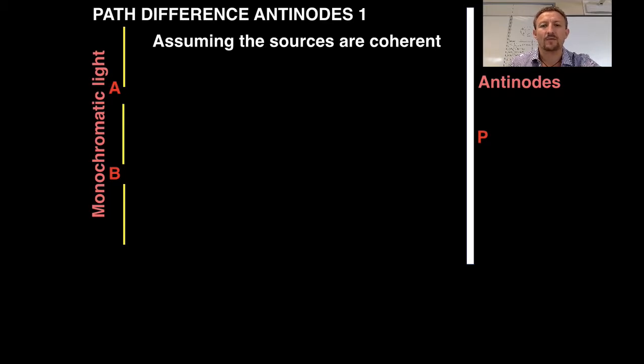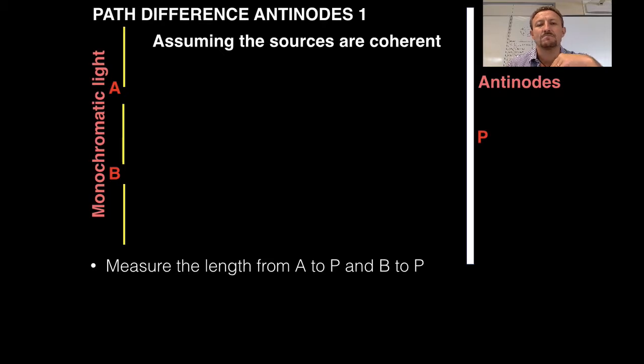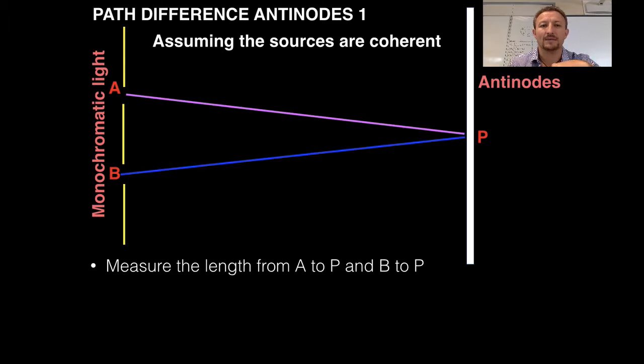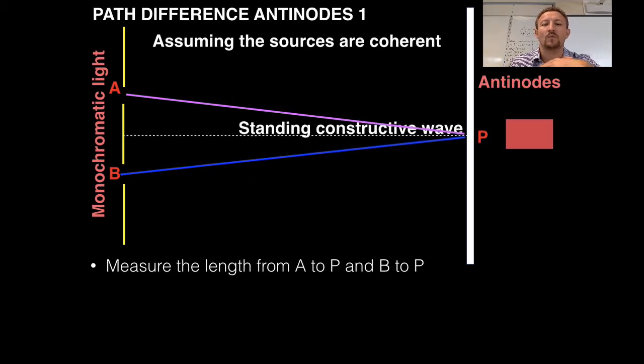So we all know that if we take a two-point source, we're going to get a standing wave of antinodal point, which is going to sit right in the middle between the two point sources. So what we need to do is to measure the distance from point A, or source A, to point P, and then we have to measure the distance from point B to point P. So there's my two lines, A to P and B to P. So we measure this with a ruler, and then we know that that's going to produce a standing wave. That standing wave is going to be a constructive standing wave.